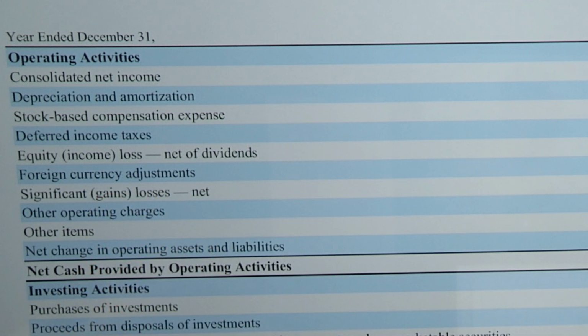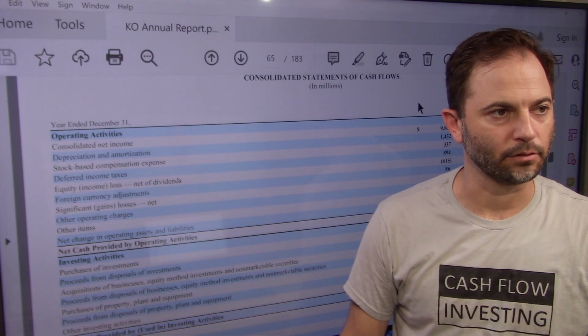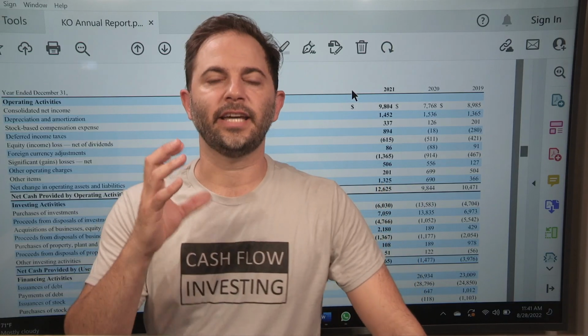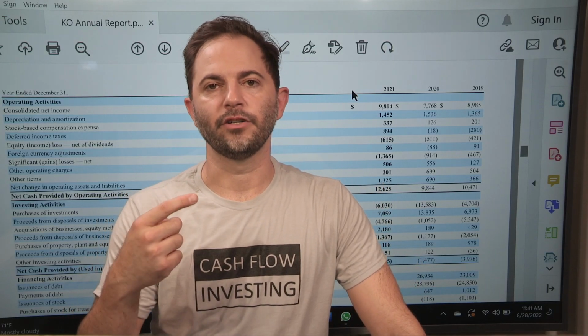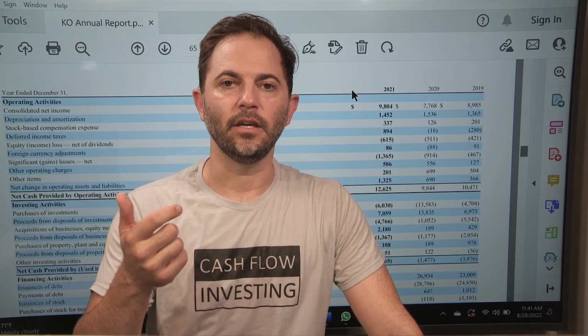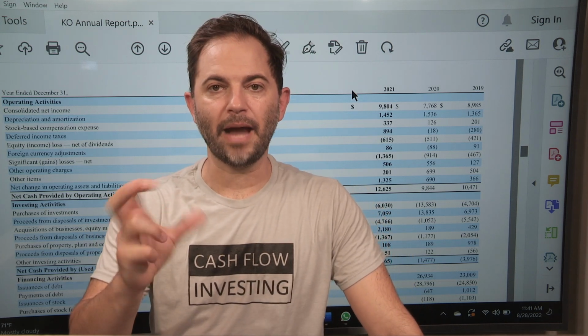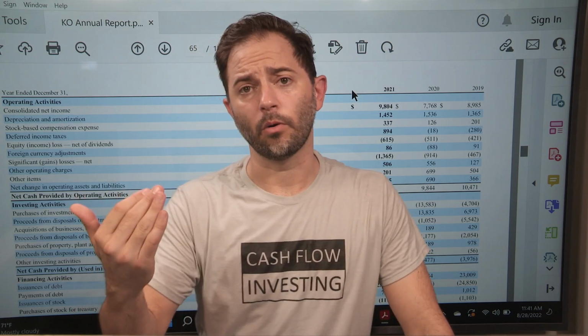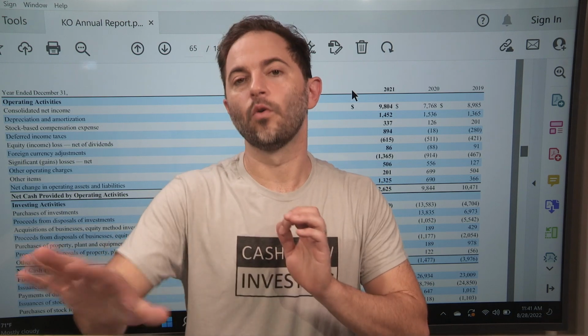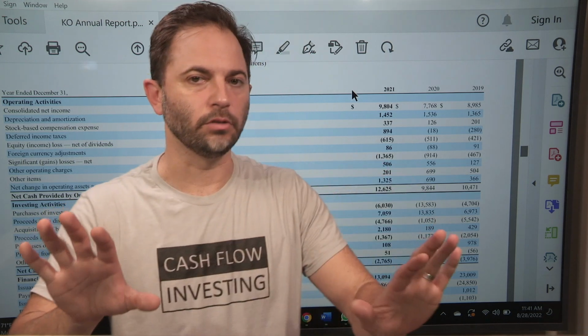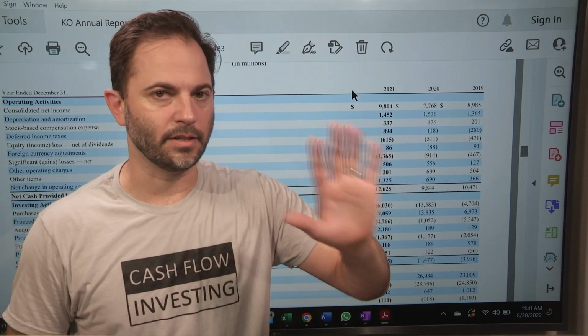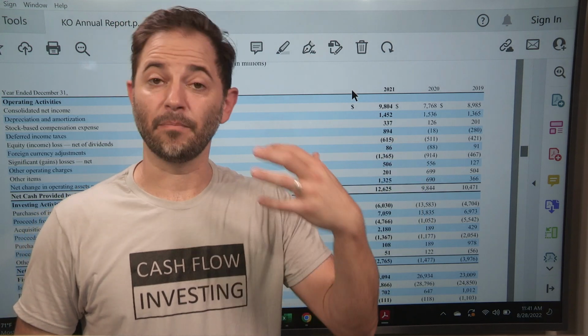Significant gain or loss on assets. This is just selling assets and gaining or losing money. Other operating charges or working capital. It's cash that's needed to run the day-to-day operation. So it's measuring the change in the inventory levels and change in AR, AP. These changes in the balance sheet, for example, if I put out cash for the inventory for Coca-Cola, but I haven't sold it yet, it's not represented in the income statement because I haven't sold it, but it's sitting on the balance sheet because I bought it.